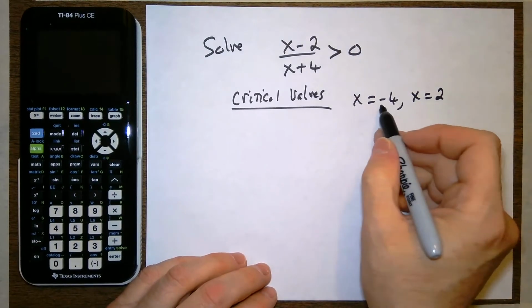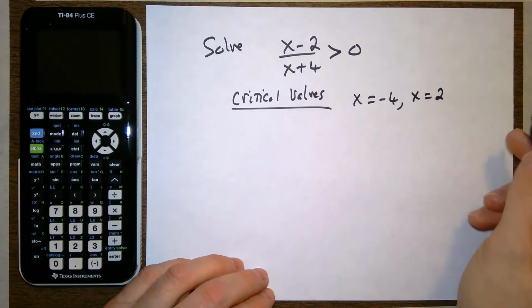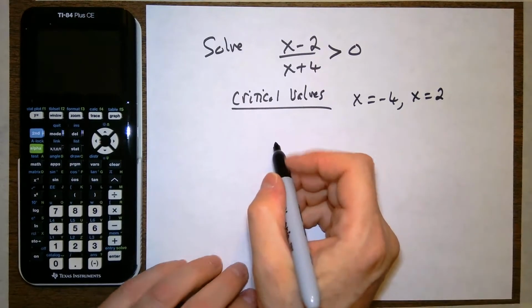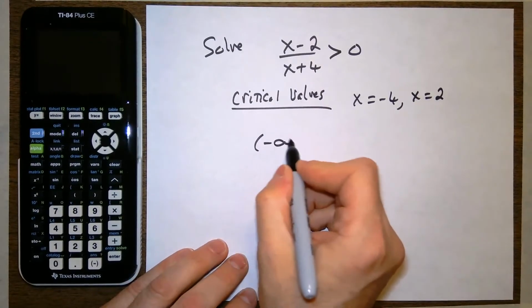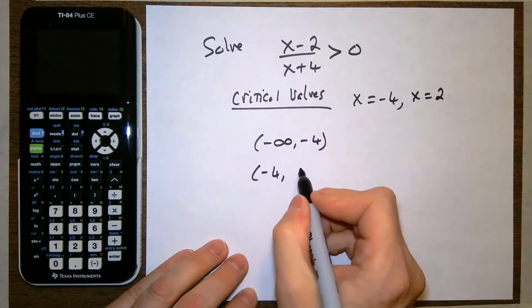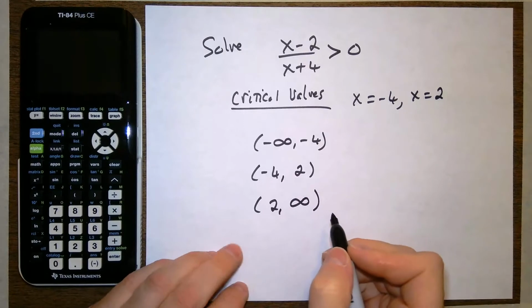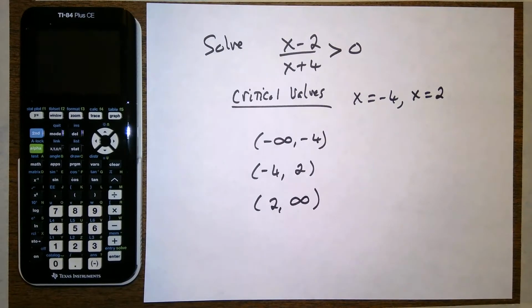So what's happening when it's less than negative 4? What's happening between negative 4 and 2? What's happening after 2? So my intervals that I'm curious about are from negative infinity to negative 4, negative 4 to 2, and then 2 to positive infinity. And I want to see, well, what's happening over each one of these intervals here?